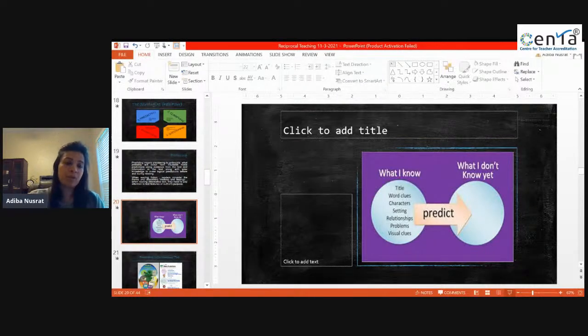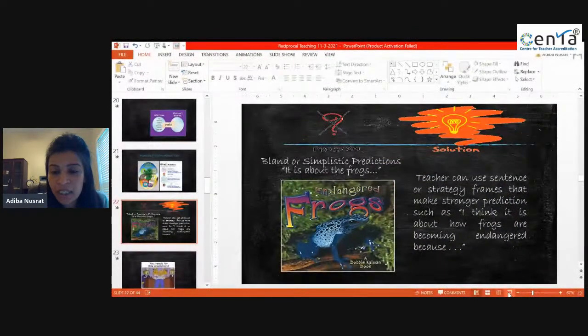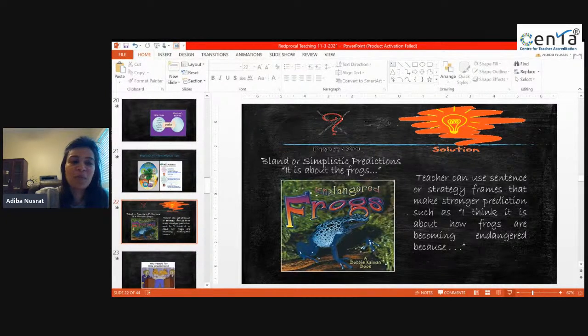Still, there are some problems in predictions. What are the problems that you find in prediction? Sometimes the students come up with bland or very simplistic predictions, that it is just about frogs, okay? And in that case, what is our solution?